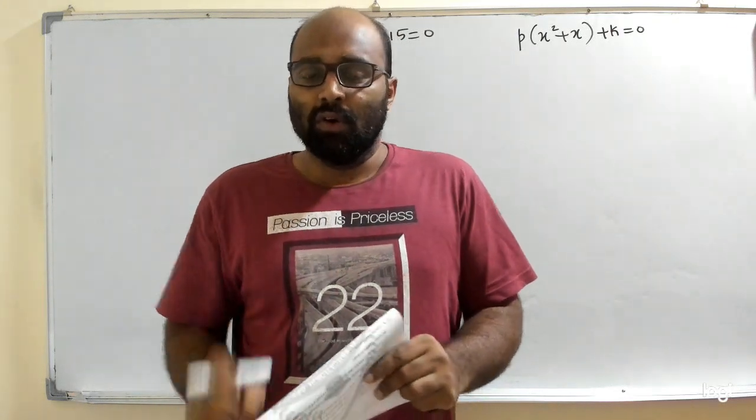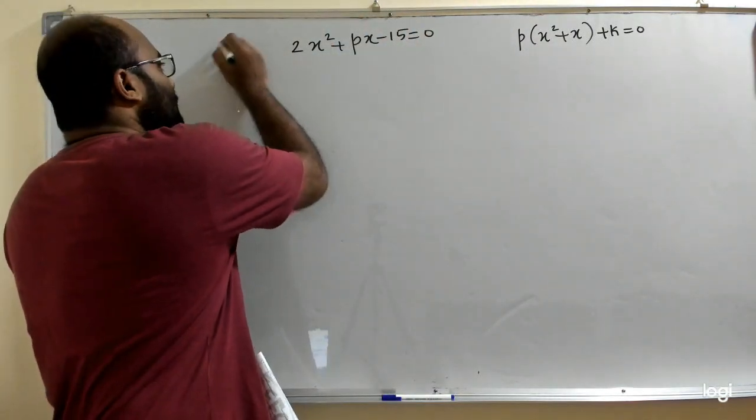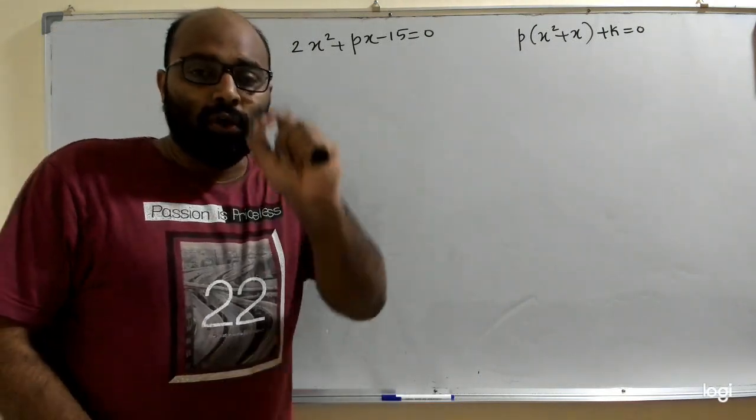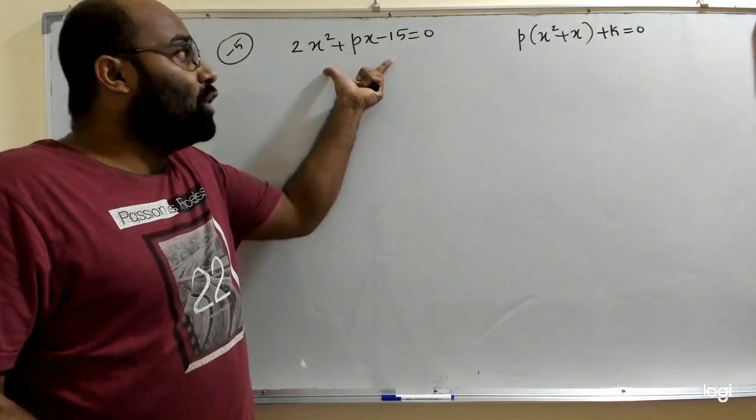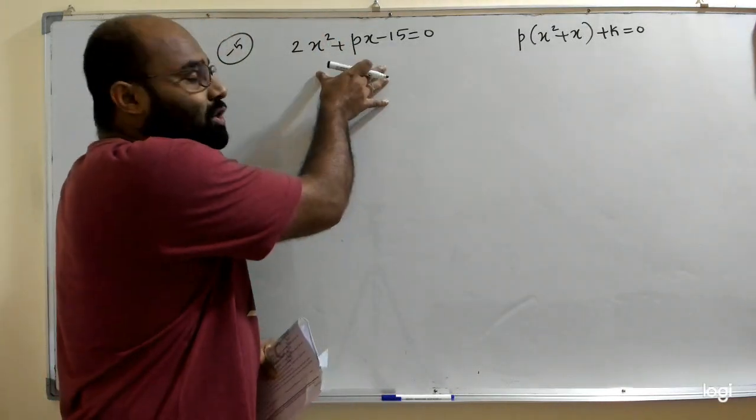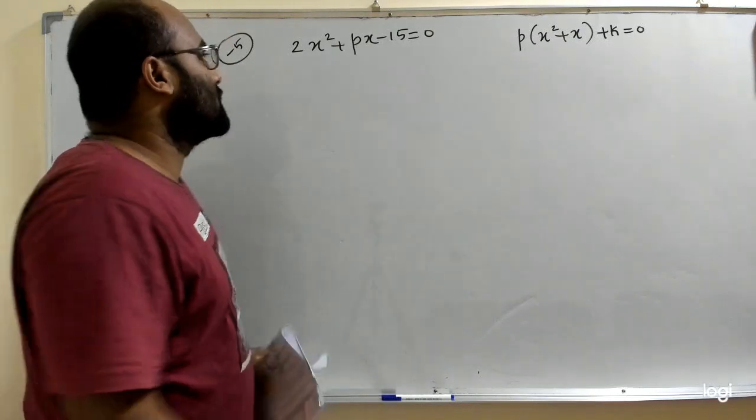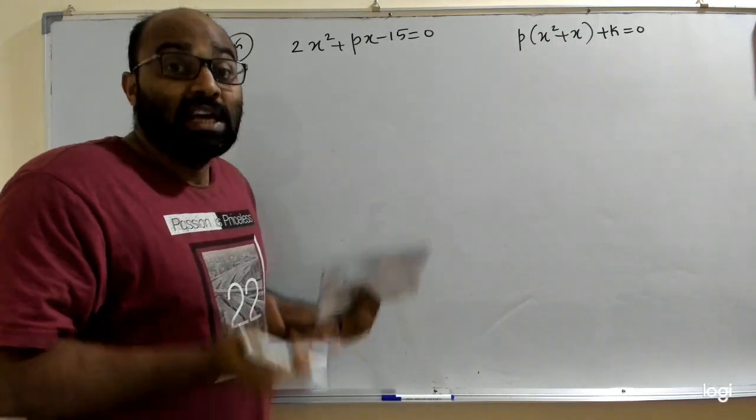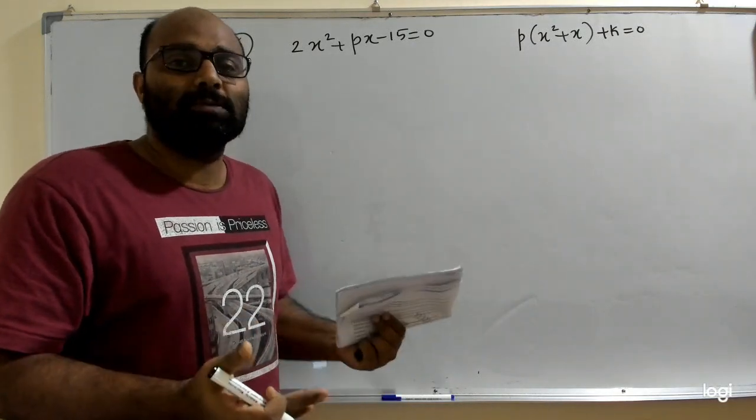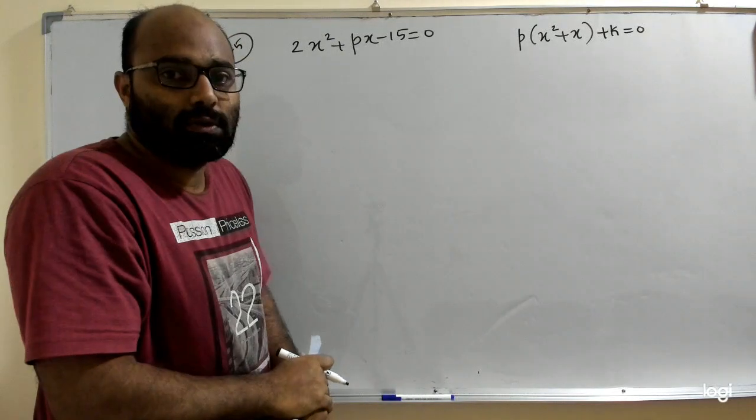Don't forget, in the first part they have given that minus 5 is the root. What do you mean by minus 5 is the root? Root means that's the value of x. Minus 5 is the root of only this equation, not this equation. You just substitute the value of x. Given that minus 5 is the root of the equation 2x square plus px minus 15 equal to 0.